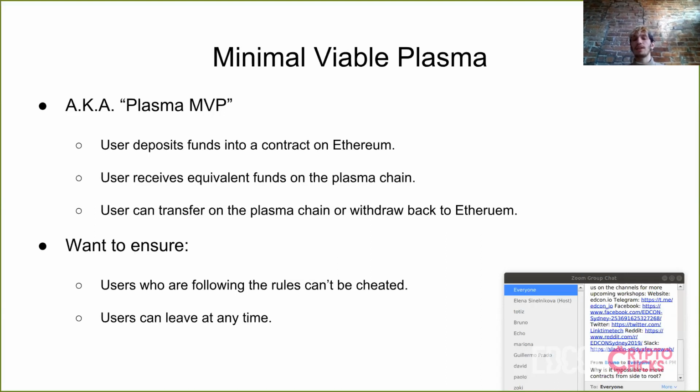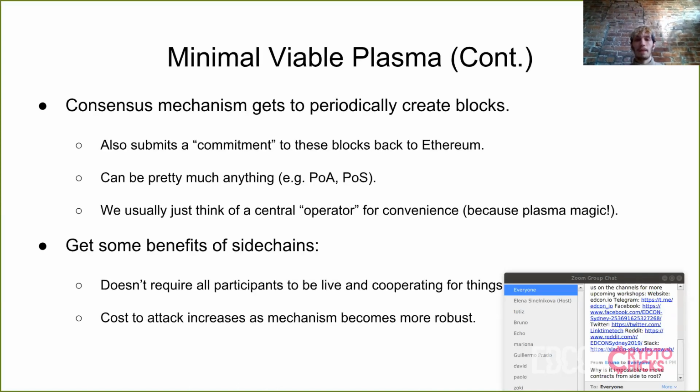And then the user can transact on that Plasma chain all they want, and then they can eventually, if they would like to, withdraw any funds that they have back onto Ethereum. And we want to ensure that when we do this withdrawal, users who are following the rules can't be cheated, and users are allowed to leave at any time, no matter what, right? That's sort of a fundamental thing. Even if the consensus mechanism fails, they should be able to leave.